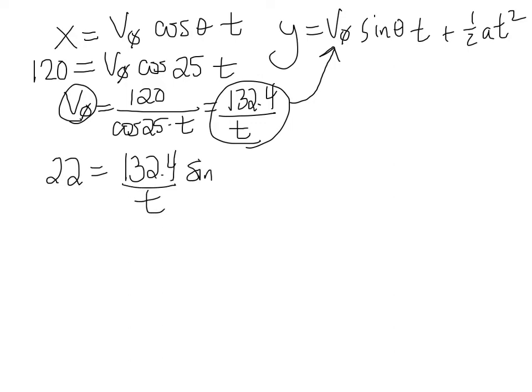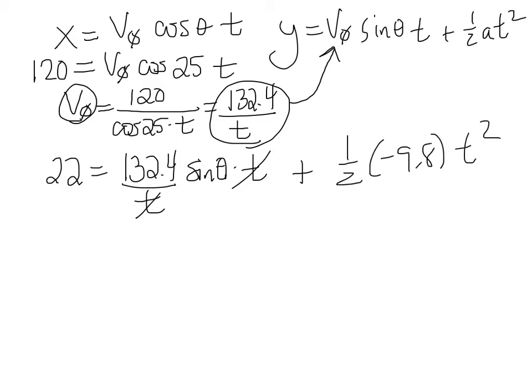Go ahead then and go sine of theta. I guess I should have put 25 in there, but that's all right. It's t. The t's will cancel in that. And we're going to have 1/2 t squared. Okay, now I'm going to solve for t and just make sure we have our algebra right.